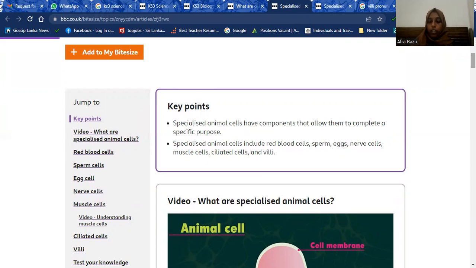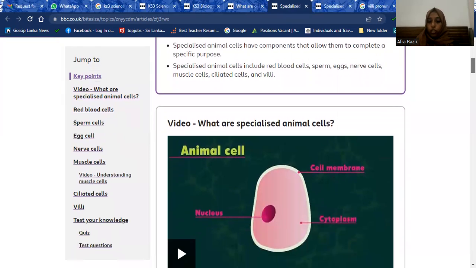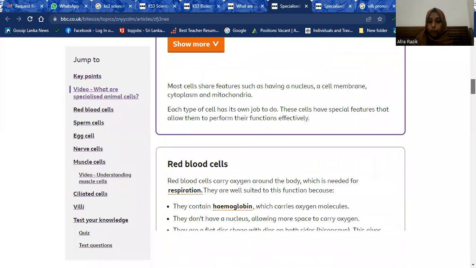And the next key point, we are going to study examples. What types of animal cells are we going to learn today? We are going to learn the red blood cell, the sperm cell, egg, nerve cell, muscle cell, ciliated cells, and villi. So you have about 6 to 7 animal cells to study in this session. Nothing to worry about. One by one, we'll go through thoroughly, little by little, studying each structure. Let's move to the red blood cells.